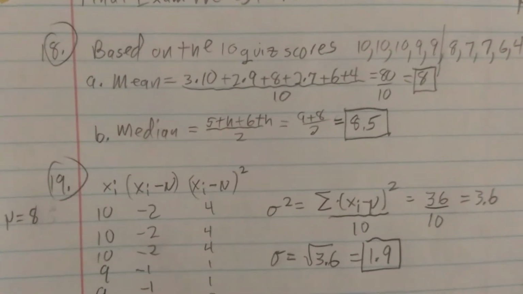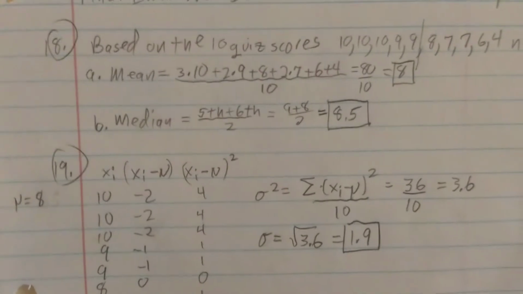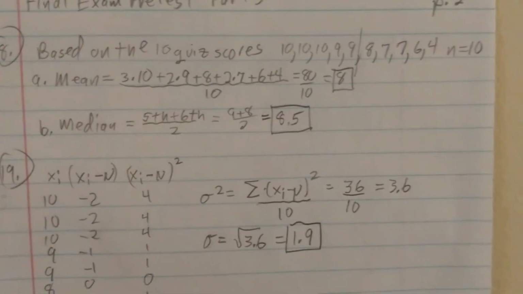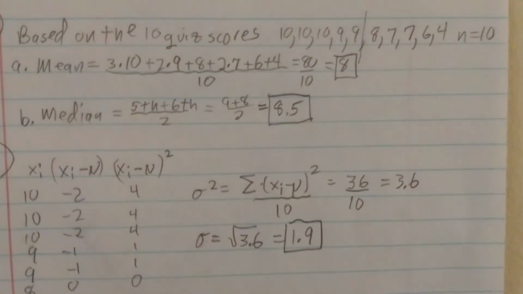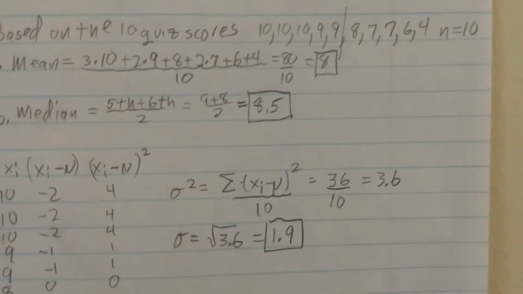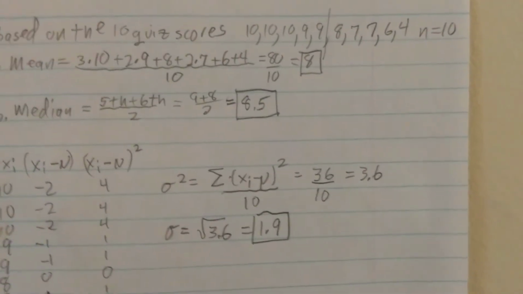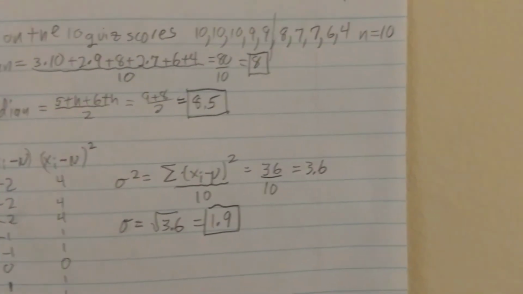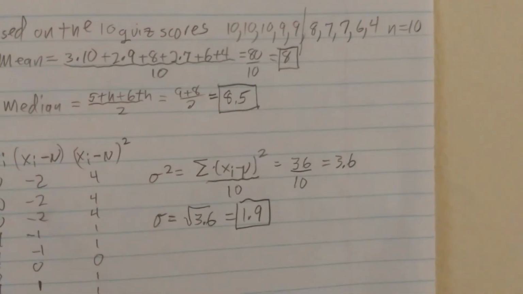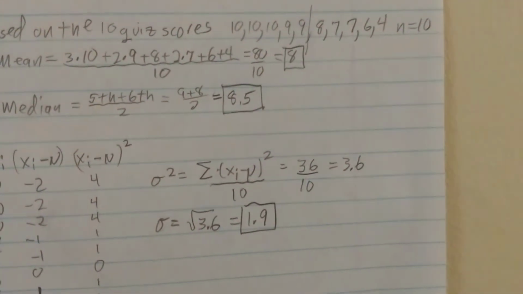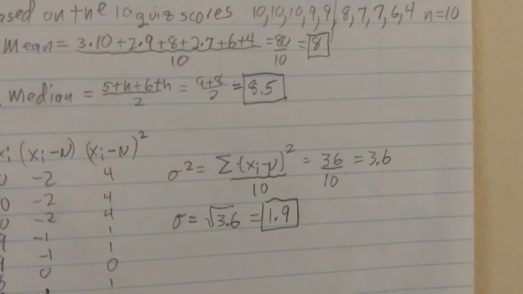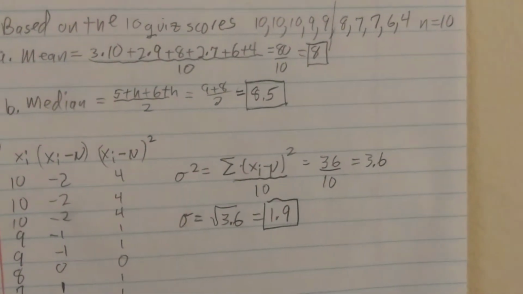Now remember, this is what we did in 13.5, I believe. Based on the 10 quiz scores, we're given 10 sorted from high to low this time. So 3 10s, 2 9s, an 8, 2 7s, a 6, and a 4. Giving us 10, and they are sorted. So looking at 10, remember, if it was 10, we had to go halfway between the 5th and the 6th for the median.